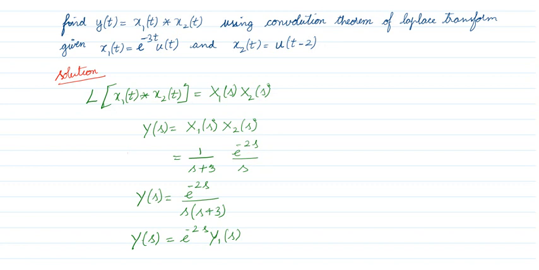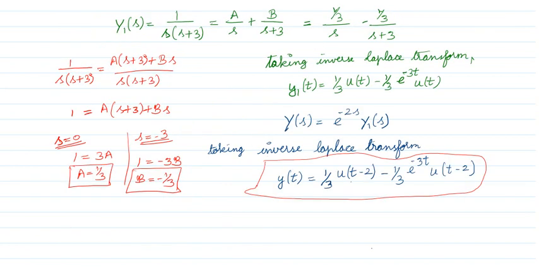What is y of s? It's a product of these two. Here I am splitting this into two things: e power minus 2s into 1 by s into s plus 3, which is y1 of s. Now we will find the inverse Laplace transform of y1 of s. So y1 of s is equal to 1 divided by s into s plus 3.